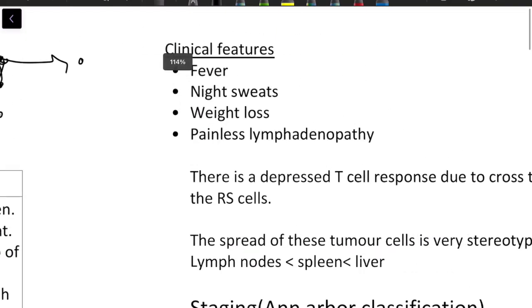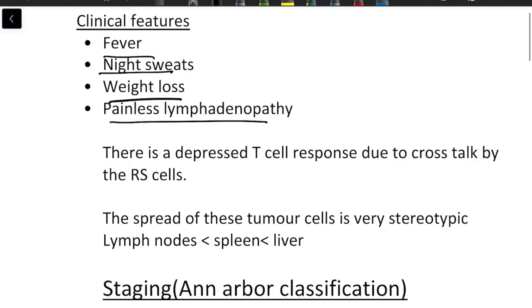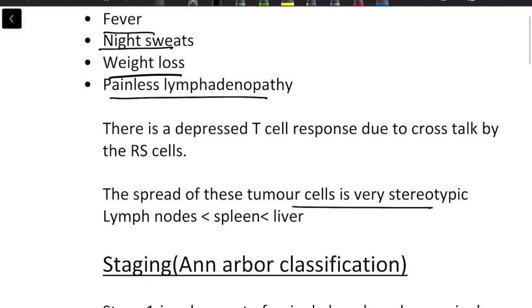Now if I talk about the clinical features, then the patient presents with fever, night sweats, very constitutional type of symptoms, weight loss and painless lymphadenopathy. And there is a depressed T cell response, as you know, because of the crosstalk by the RS cells with these T cells. And the spread of these tumor cells is very stereotypic.